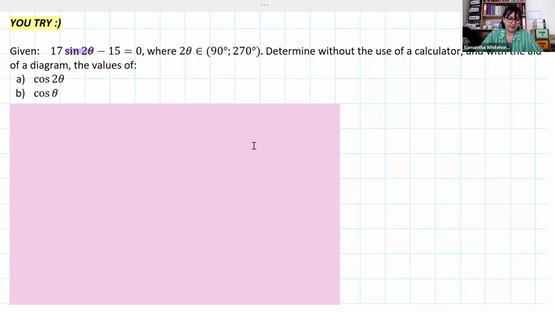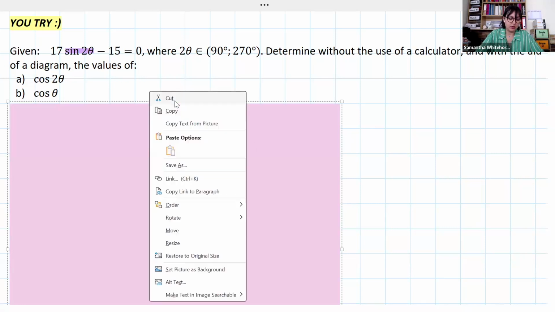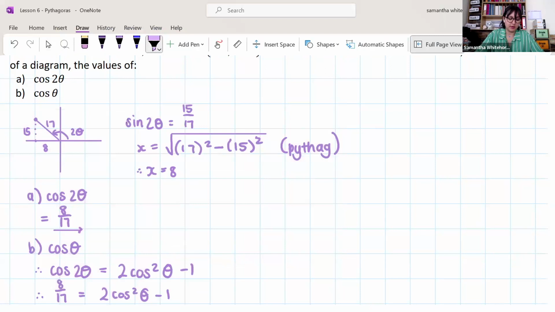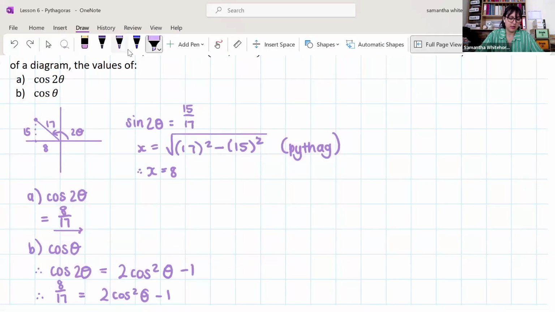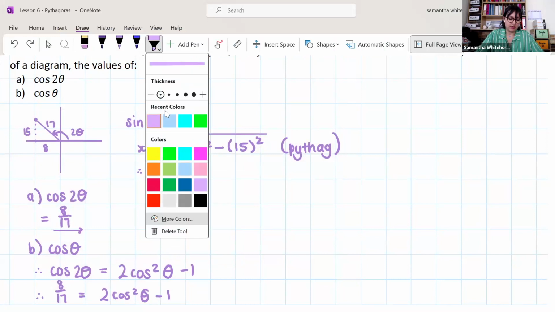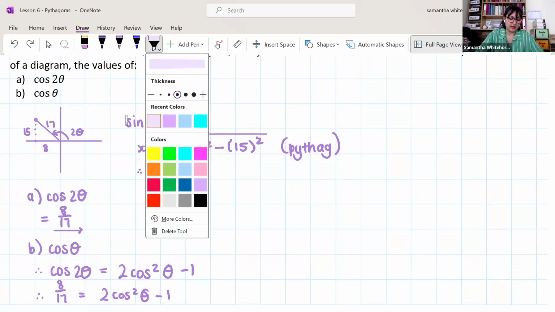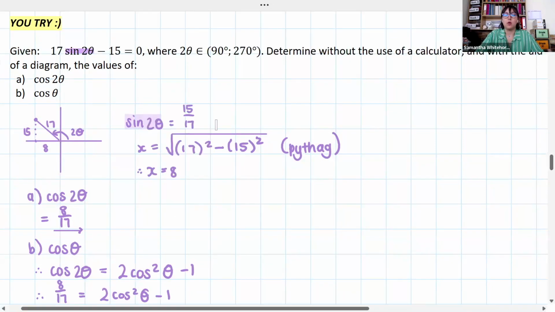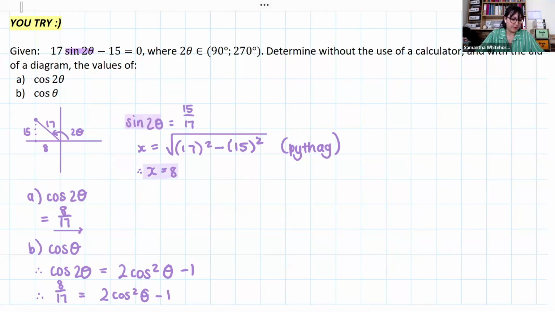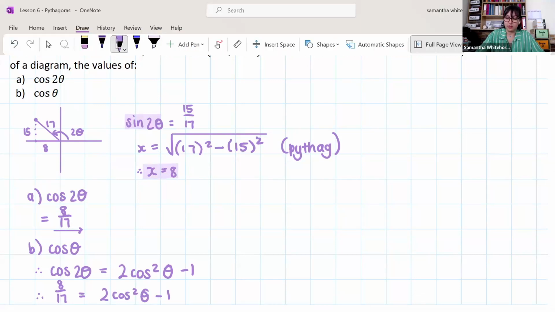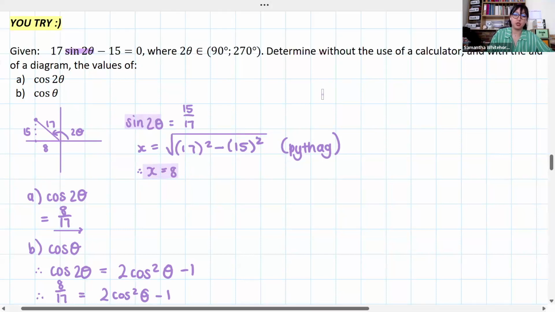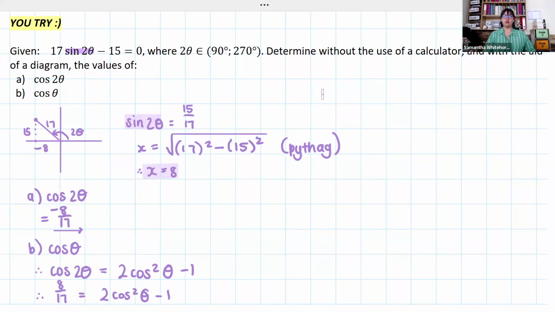Alrighty, guys, let's have a look. Again, please make sure that you do isolate your trig ratio, which is what I've done over here. It's a terrible color. So I've isolated the 2 sine theta before I did anything else. And once I had that isolated, I could then determine what my y, my r, and my x were. You did have to work out your x value. Remember, because it is in quadrant 2, that should be a -8, which means that's -8 over 17 for the first question.